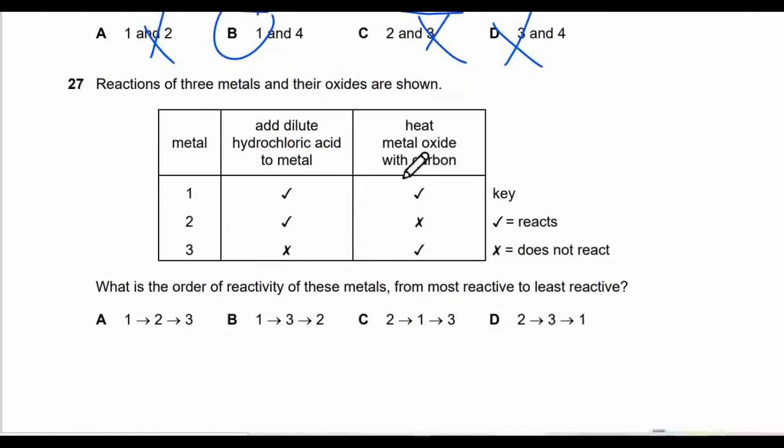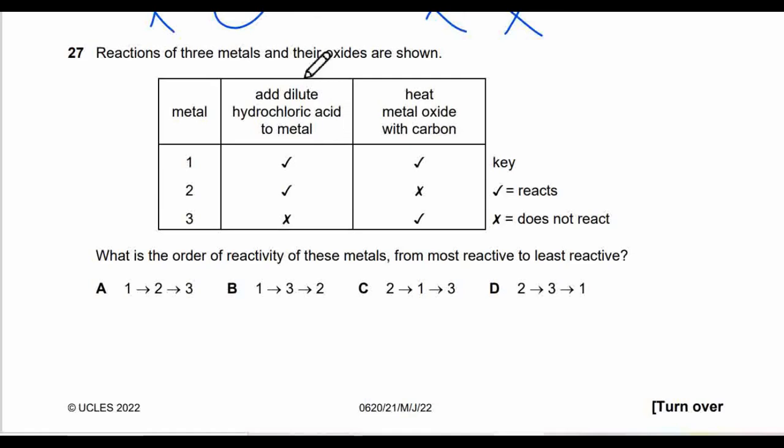Okay, let's move on to question 27. Reaction of 3 metals and their oxides are shown. What is the order of reactivity of these metals from most reactive to least reactive one? So most reactive metal will react with acid, oxygen, and water. So these 2 will be more reactive compared to 3. Heat metal oxide with carbon: 1 reacts, 2 does not react.